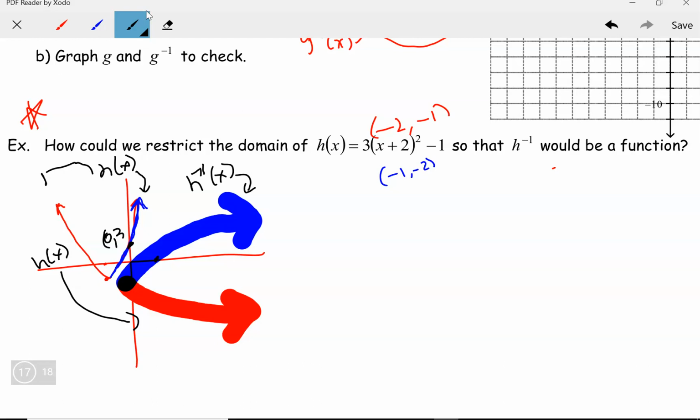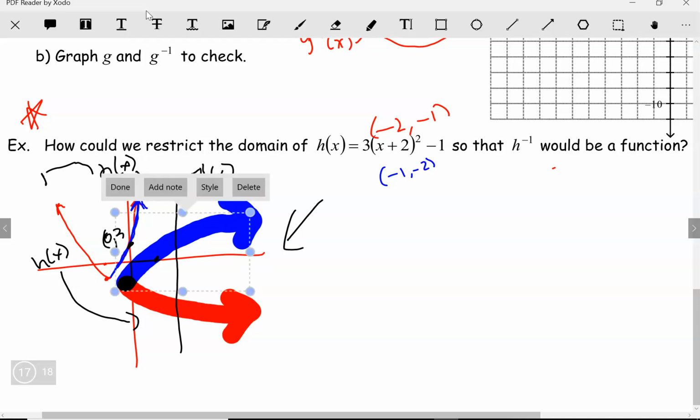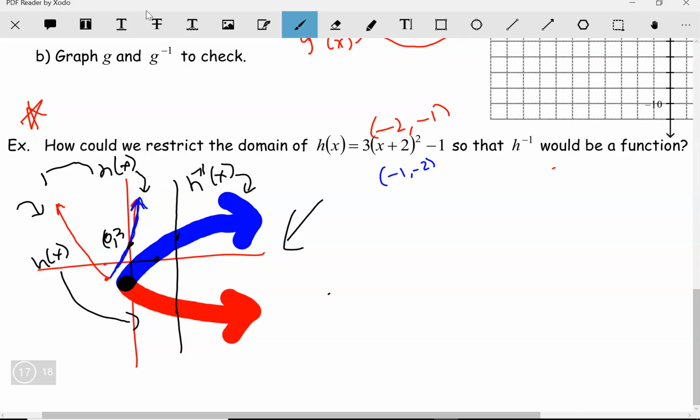As you can see now, this inverse function fails the vertical line test, because if you draw a vertical line, it passes through both the blue half and the red half. We want to restrict the domain of our original function so that we only have one of these lines, either the blue one or the red one. And the key here is always going to be our axis of symmetry.